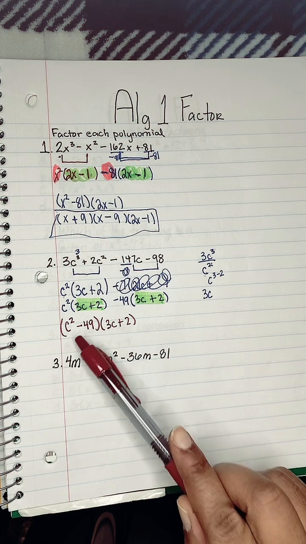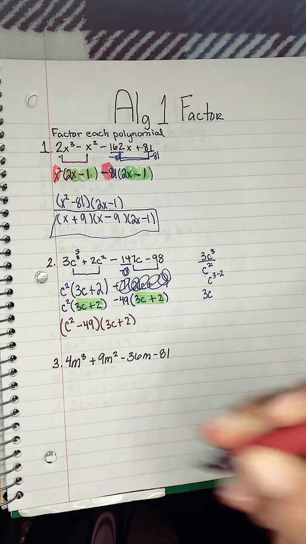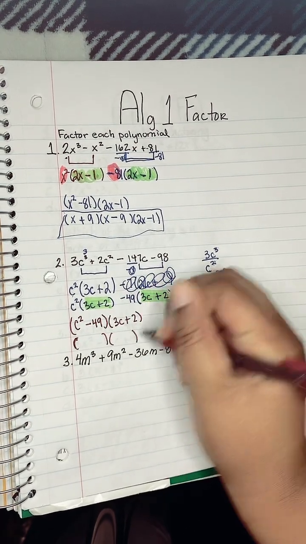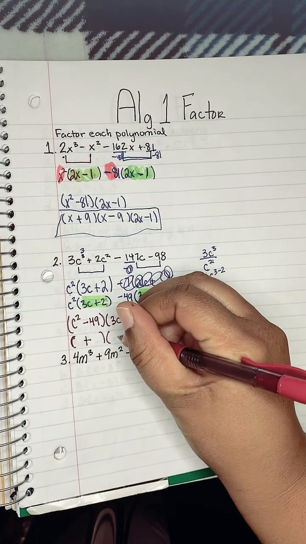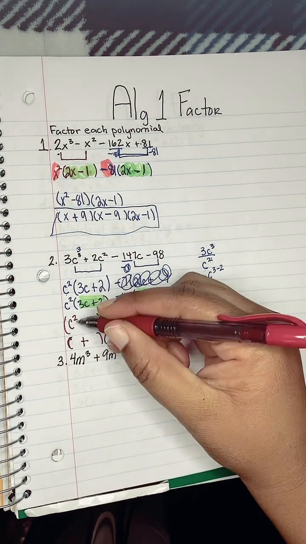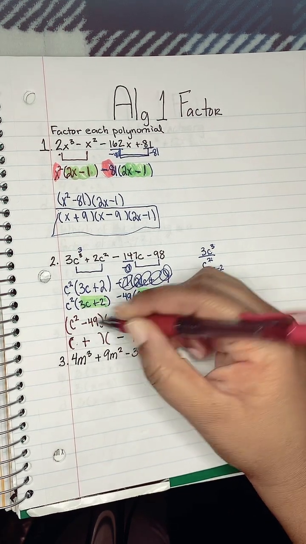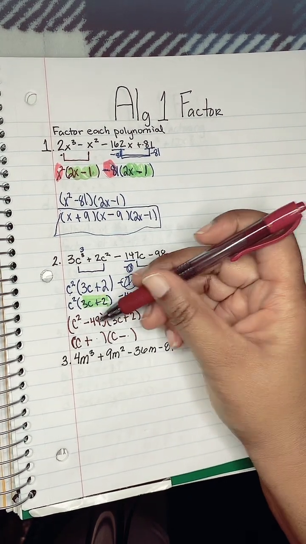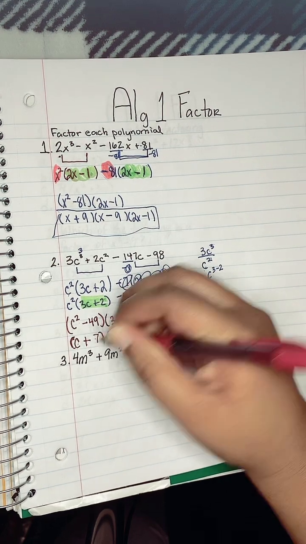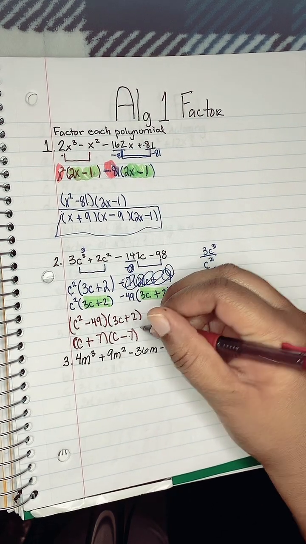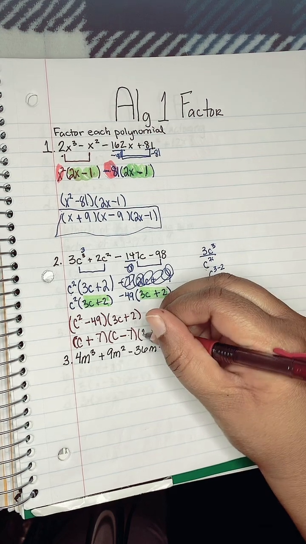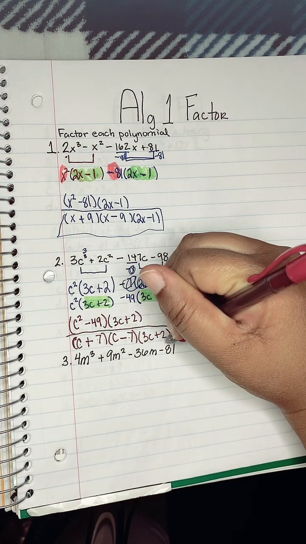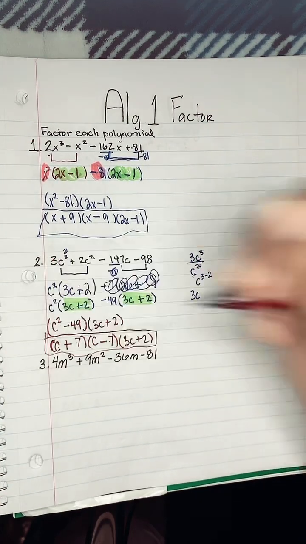Right here, we have another difference of squares, right? So when we see a difference of squares, we put 2 parentheses. Our sign has to be a positive and a negative. And then we say, what times what gets us C squared? Well, C times C. And what times what gets us 49? 7 times 7. And then don't forget to drop down your 3C plus 2. And that right there is your beautiful answer.